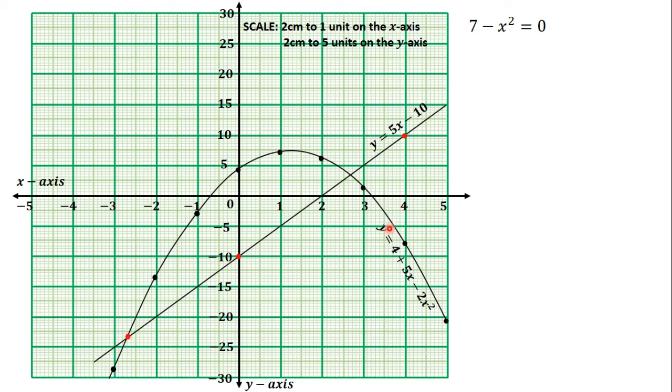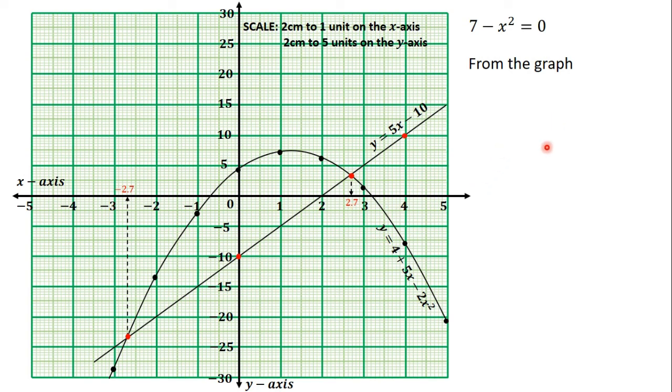The first point of intersection is here, and the second one is here. The solution of this equation will be the x coordinates of these points of intersection. So to get the first solution, we will trace the first point to the x-axis. Then to get the second solution, we trace the second point to the x-axis. On my graph, when I trace the first point to the x-axis, I'm getting minus 2.7. And when I trace the second point to the x-axis, I'm getting 2.7. So from the graph, the solution of this quadratic equation is minus 2.7 or 2.7.